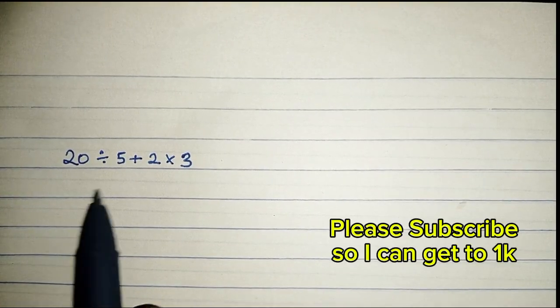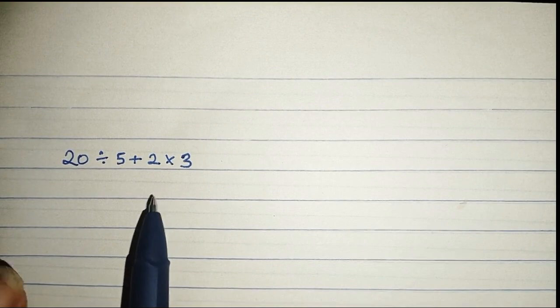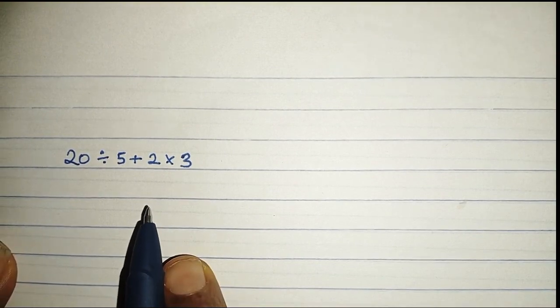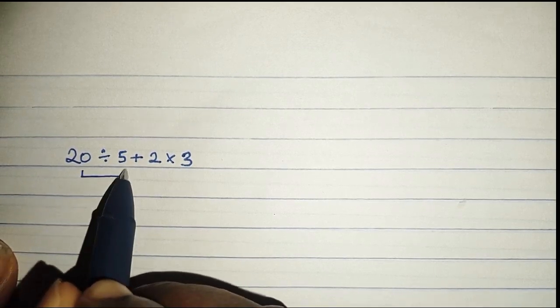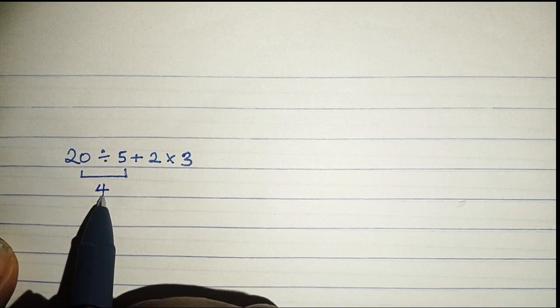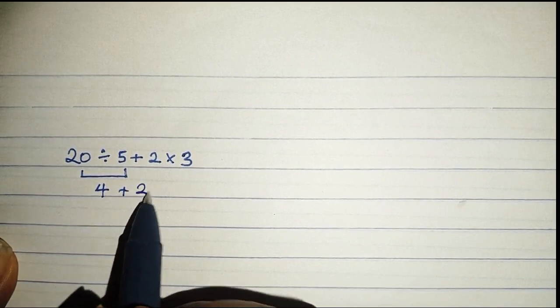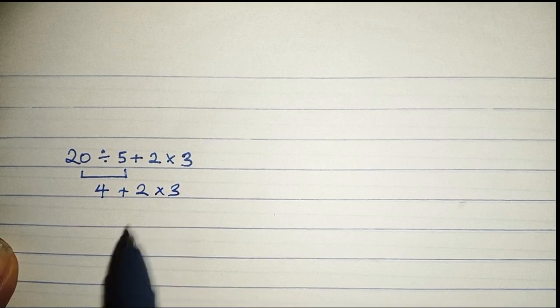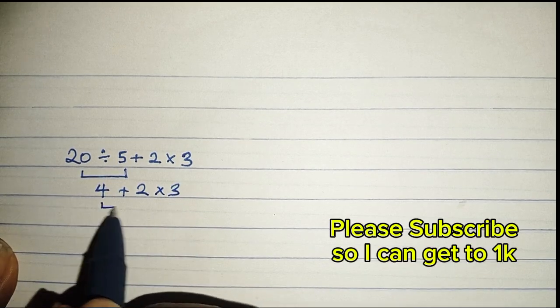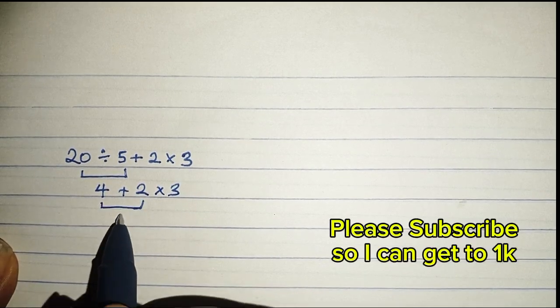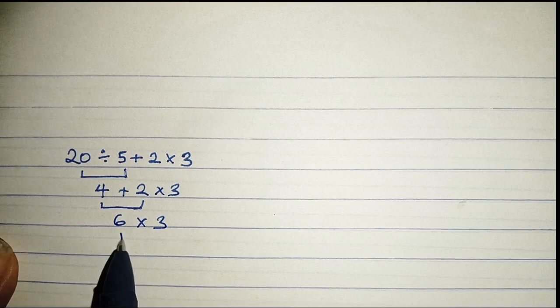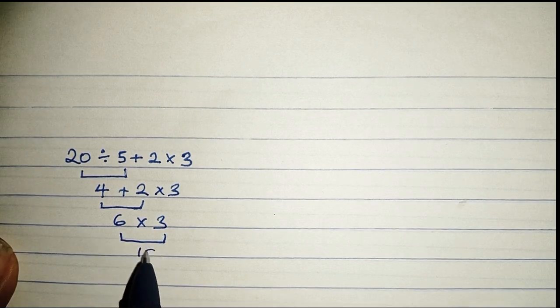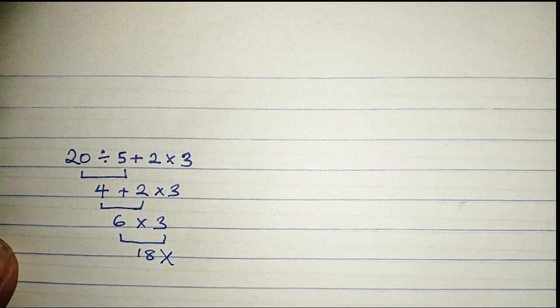In solving this sum, we said that the answer to this is 18. By going this way, 20 divided by 4 plus 2 times 3, 4 plus 2, 6 times 3, 18. But this answer is the wrong answer.